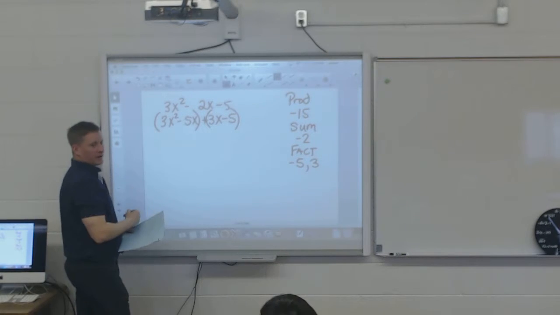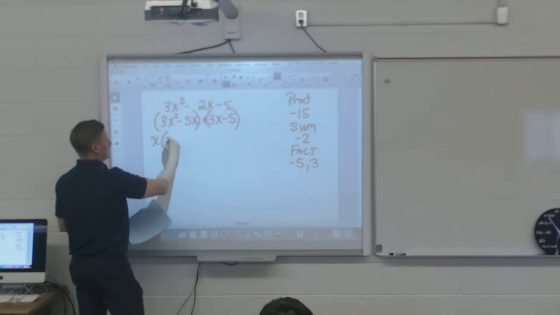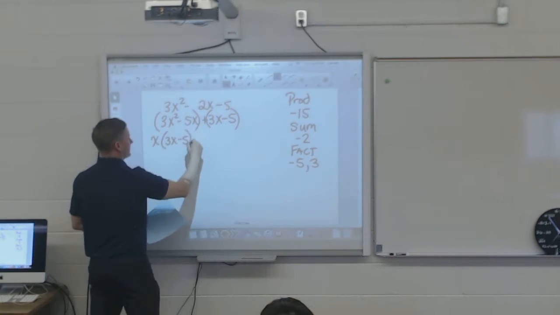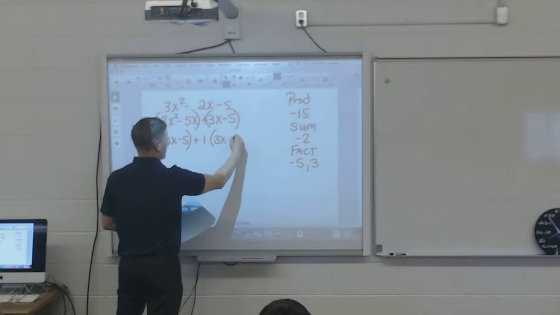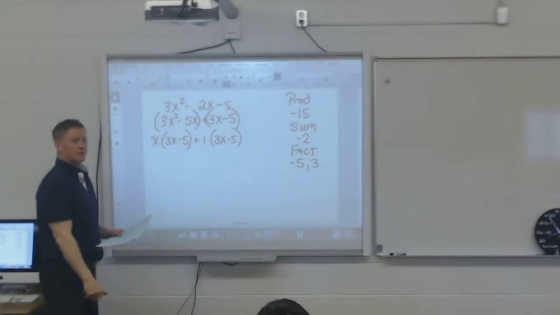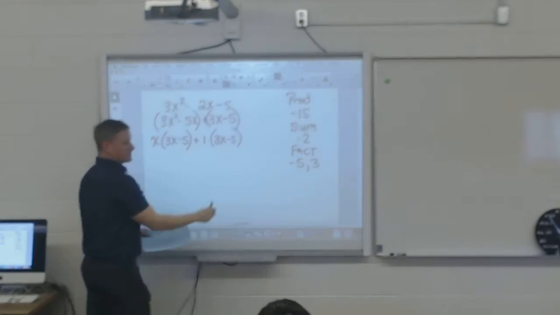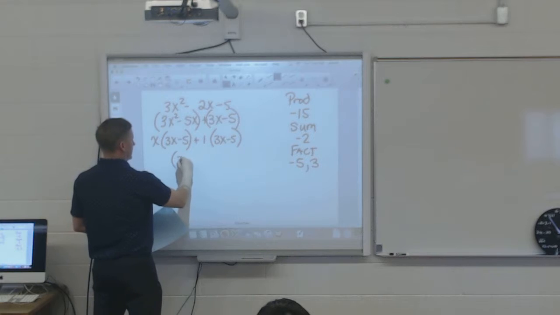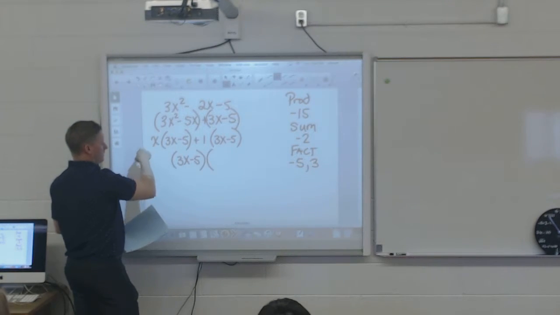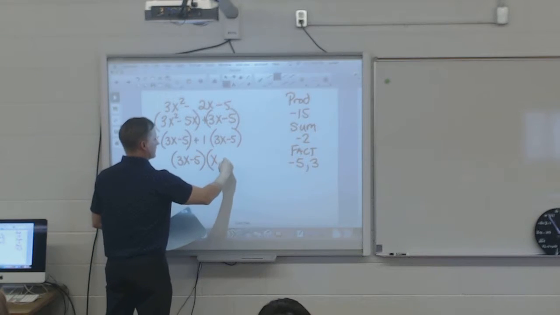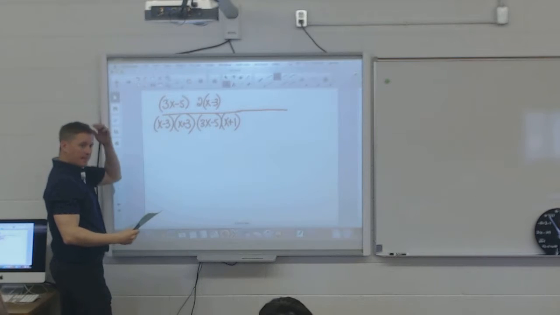You're going to factor the greatest common factor out of here. Out of there is x. So that leaves me with 3x subtract 5. There's nothing here, so I'm going to put a 1 there, like that. Follow all this so far? What's common between this and this? 3x minus 5. So I take it out. I take it away from this term. What am I left with? x plus 1. There you go. So there's that factor.